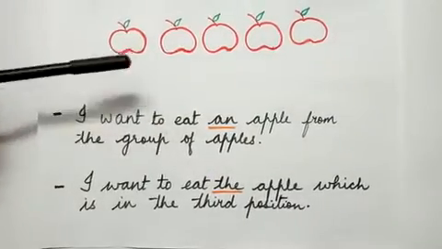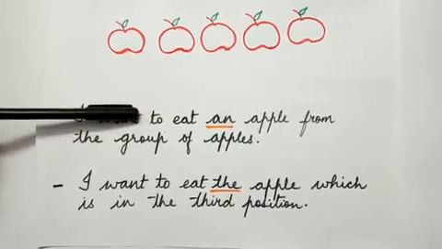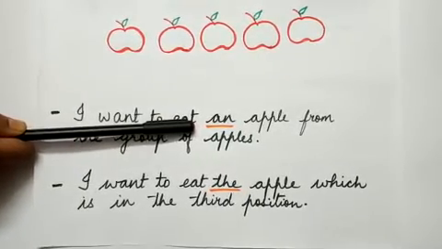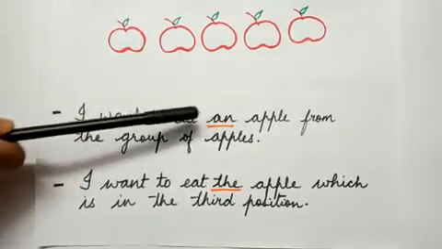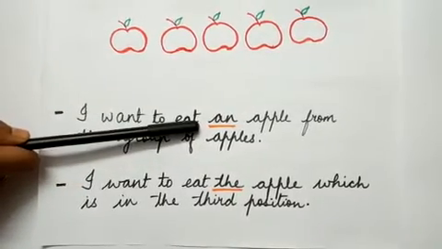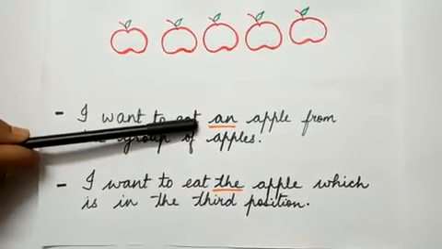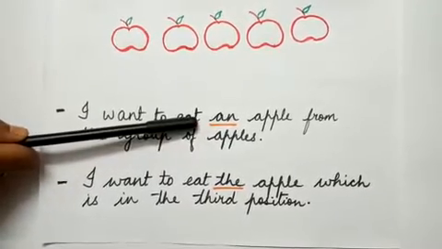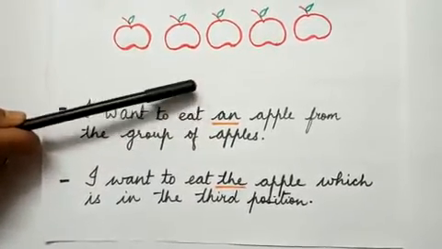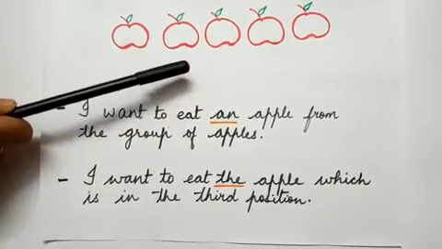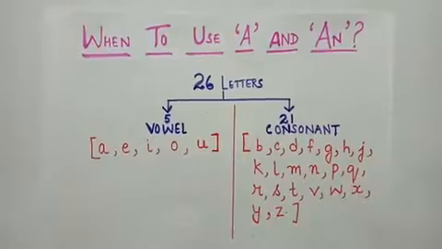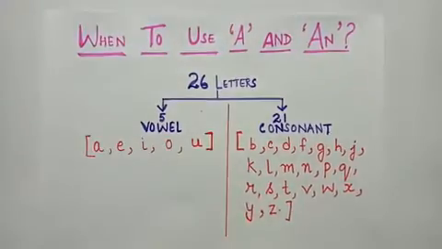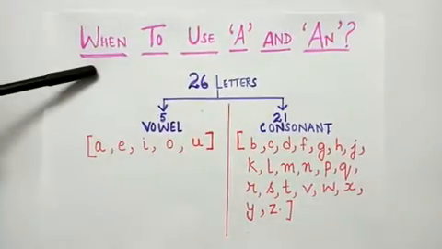Another thing which we notice here in the first case, where we have used the indefinite article, is that we have used an apple and not a apple. Now, why? Let us understand. For this, let us understand when to use a and when to use an.